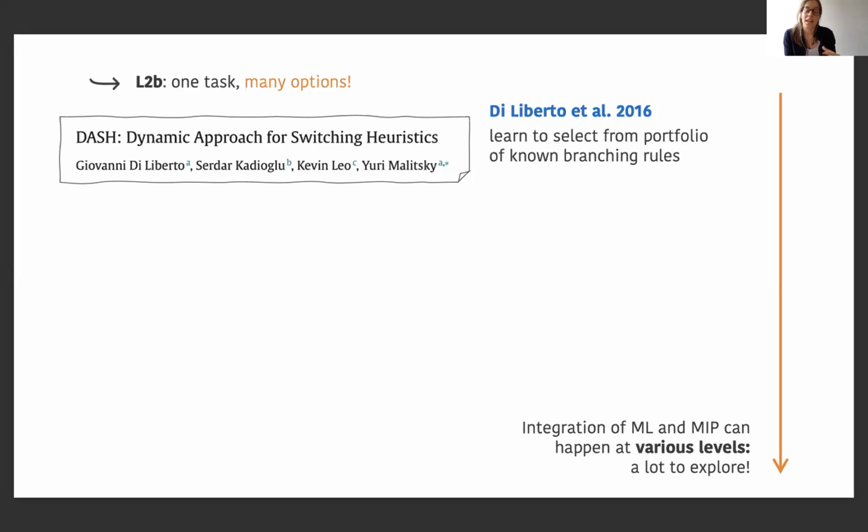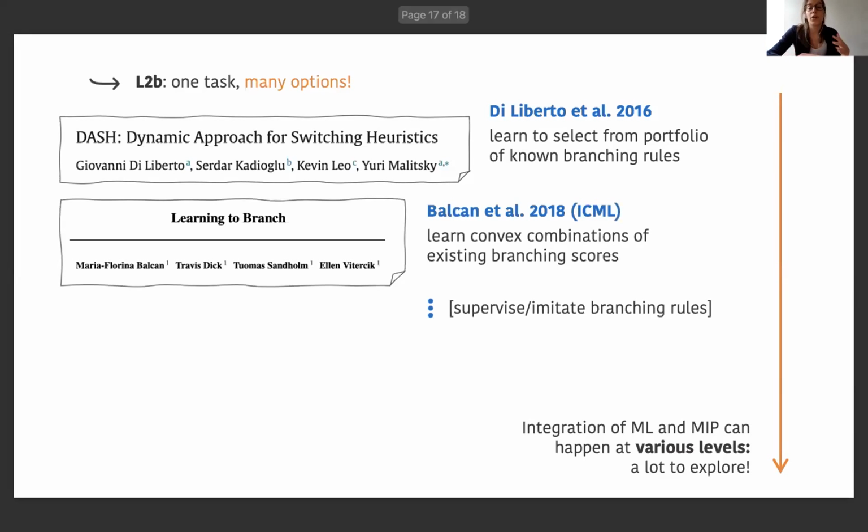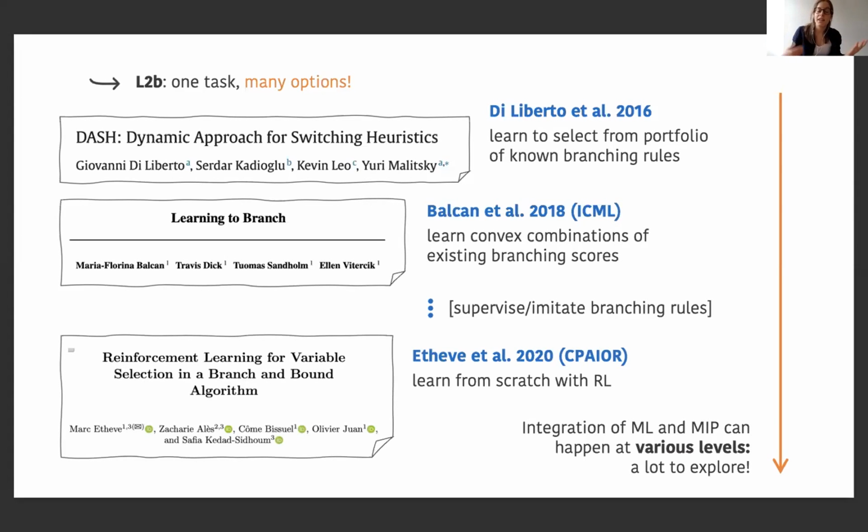These approaches can range from learning to select from a portfolio of non-branching rules, so basically just learning a switch heuristic, to learning instead a convex combination of existing branching scores. We've seen other works that are trying to use supervised learning or imitation learning on existing branching rules. And finally, there are very new, more recent works that are trying to use reinforcement learning to learn from scratch new heuristics, new policies, without any link to previously known ones. So my take home is that this integration of machine learning and MIP can happen at various levels, and there are a lot of options to explore.